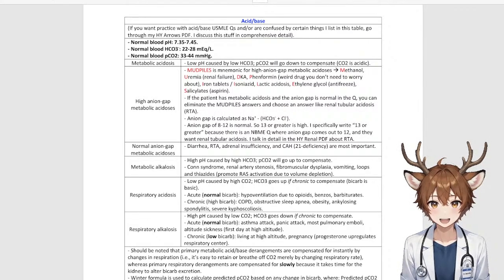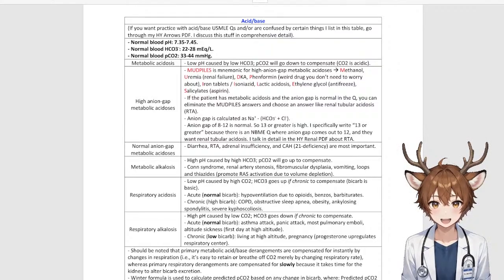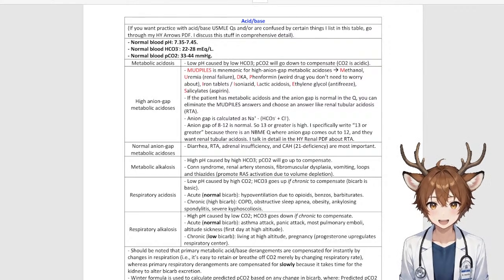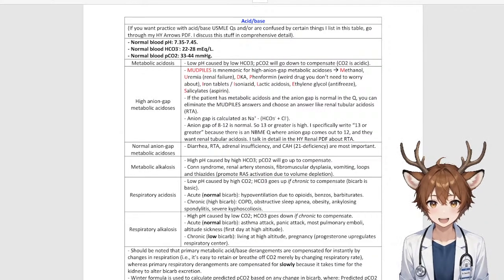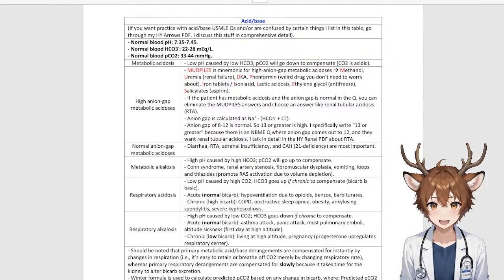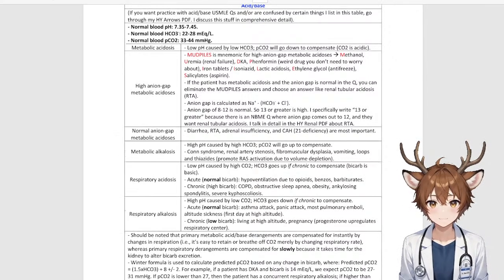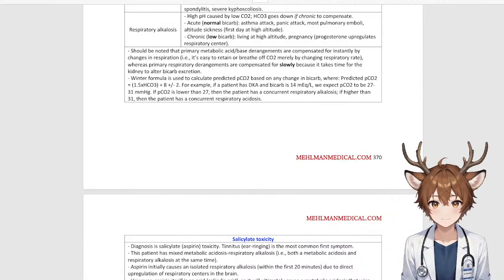Respiratory alkalosis, high pH caused by low CO2. Bicarb will go down if chronic to compensate. Acute, normal bicarb: asthma attack, panic attack, most pulmonary emboli, altitude sickness, first day at a high altitude. Chronic, low bicarb would be living at a high altitude, or pregnancy, as progesterone upregulates the respiratory center. So basically, you're breathing more than you typically would.